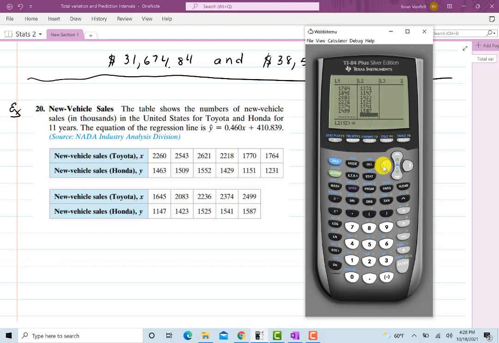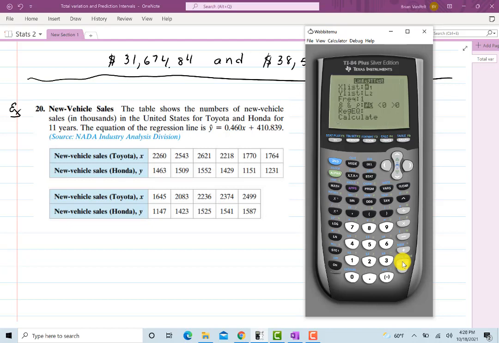Alright, now that I got my data, there's really only one place we need to go for everything that I was just telling you. Just press stat, go over to tests, and scroll down as far as you want to go, to letter F. This is called the LinRegTTest. So once you get what you want, enter your way through.